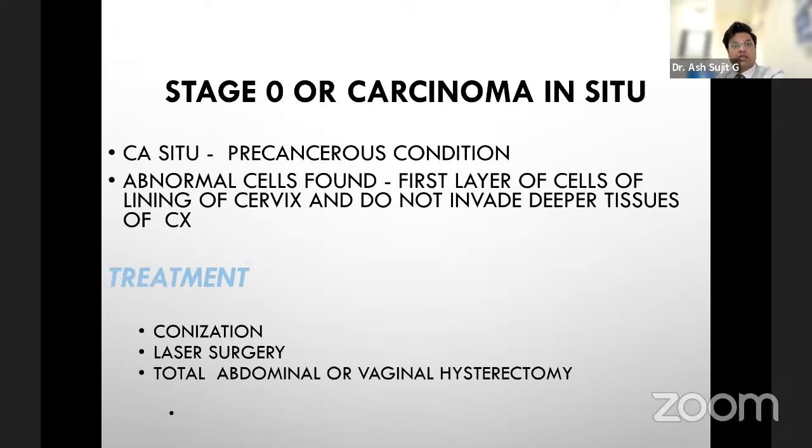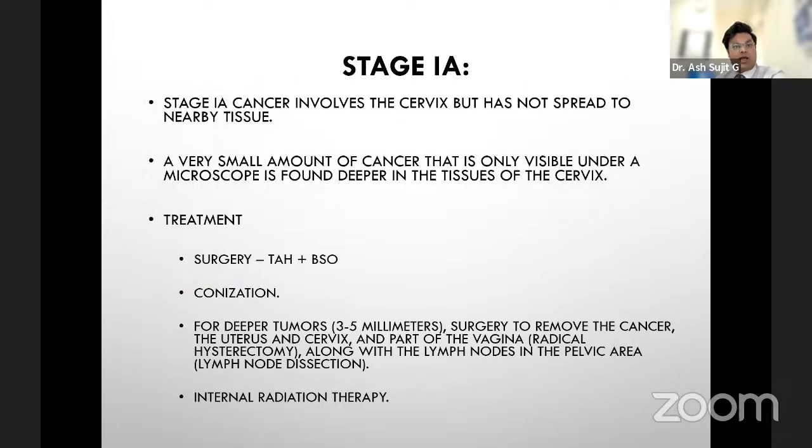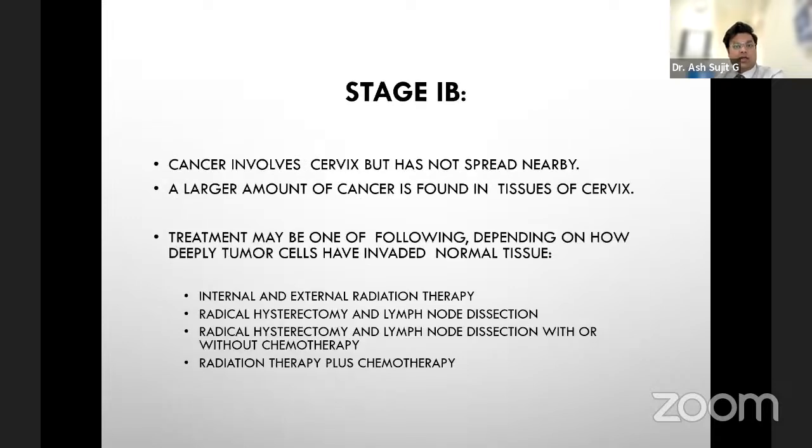So stage 0 or carcinoma in situ, the treatment option should be conization, laser surgery, or hysterectomy. Stage one, it's always a hysterectomy, with conization in very early cases where the family is not completed. But you have to be very careful in such situations. Whenever you're doing a conization, always remember that you need to do an encirclage, or make sure that the risk of preterm deliveries will be higher. So be a little careful in such conditions. Radiation therapy is also recommended in certain cases of stage one.